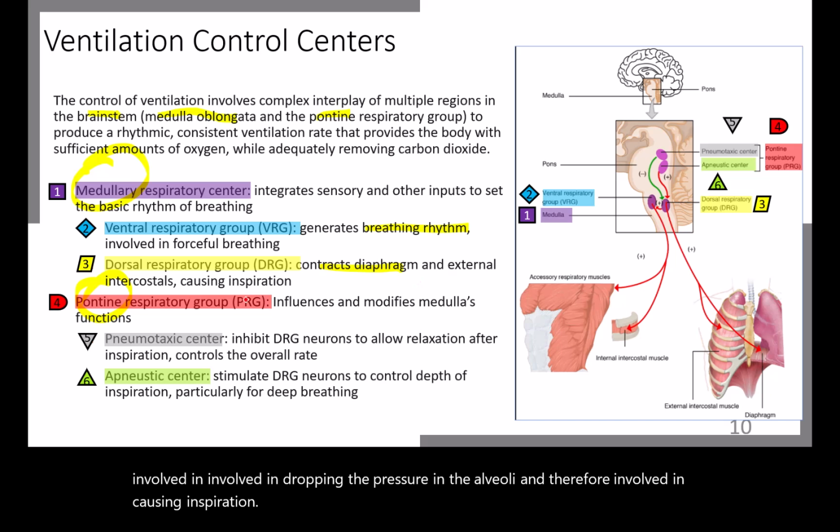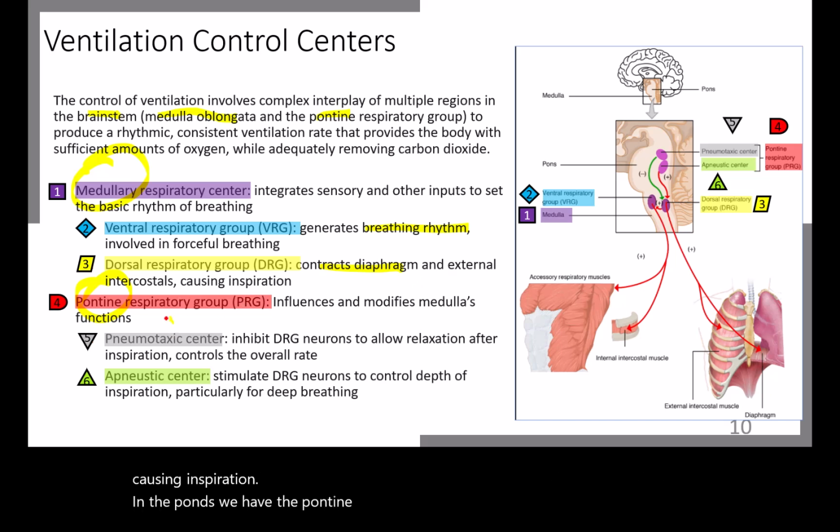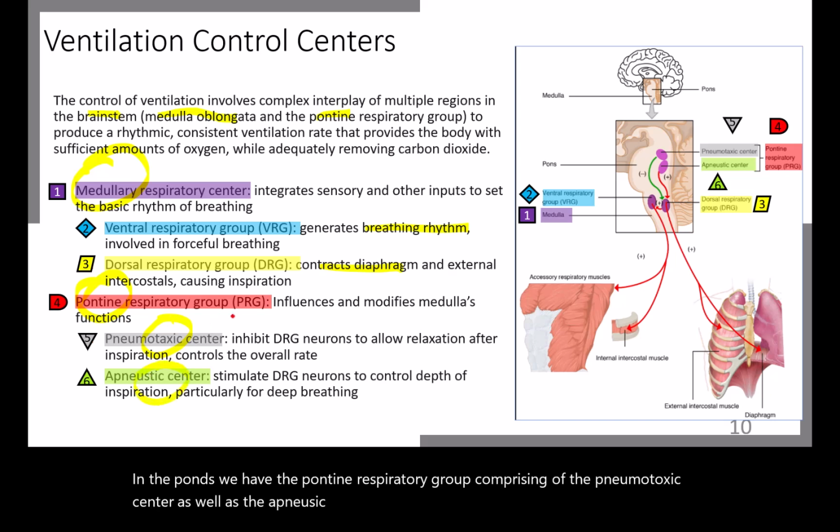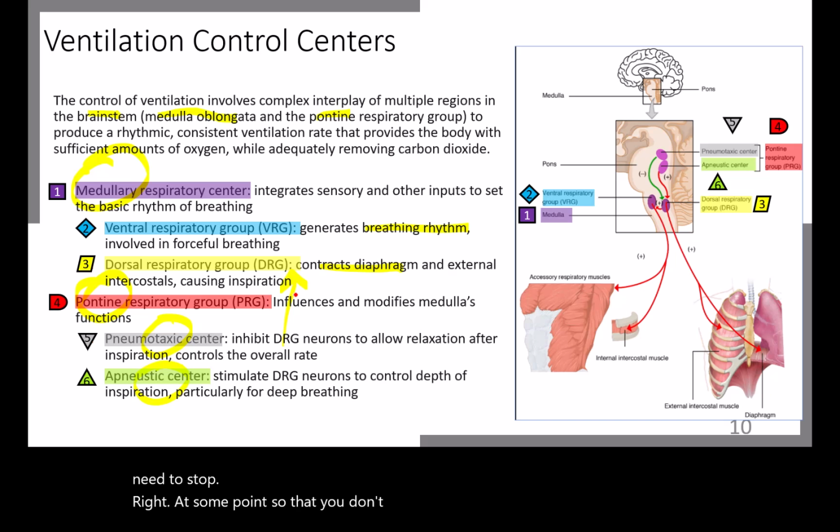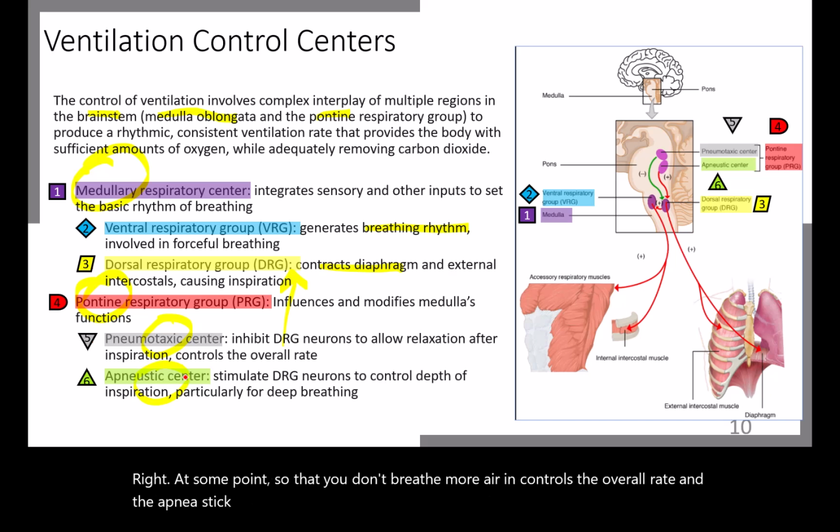In the pons, we have the pontine respiratory group, comprising the pneumotaxic center as well as the apneustic center. The pneumotaxic center helps to control the DRG neurons to allow relaxation after inspiration, because when you breathe in, you need to stop at some point so that you don't breathe more air in. It controls the overall rate, and the apneustic center again stimulates the DRG neurons to start breathing again.